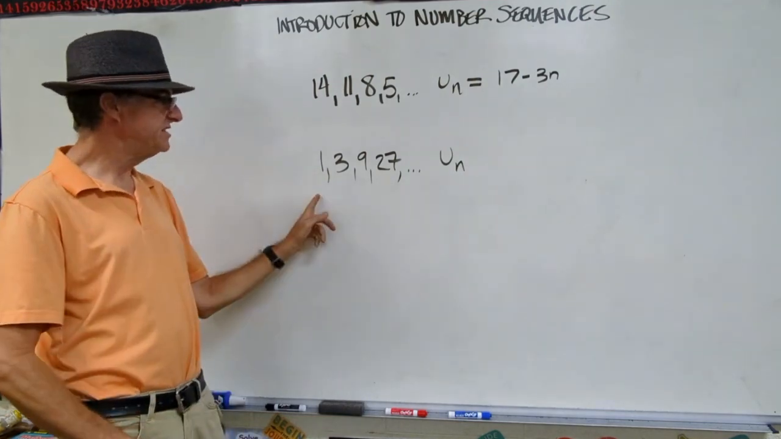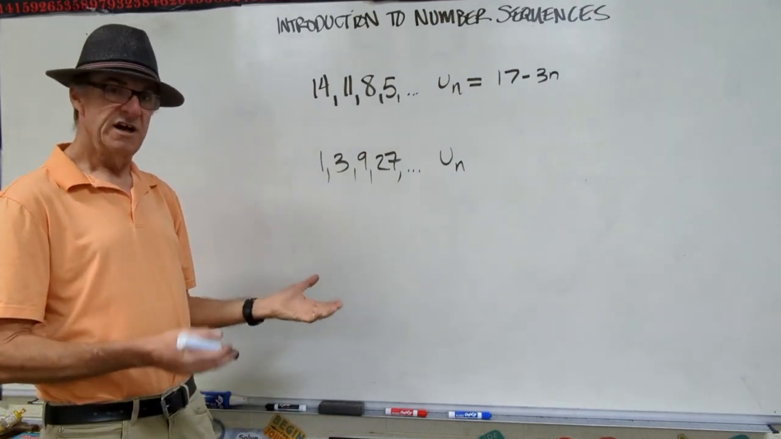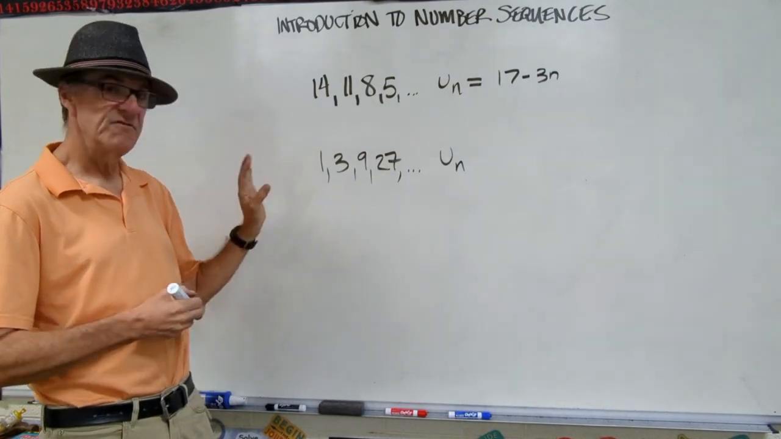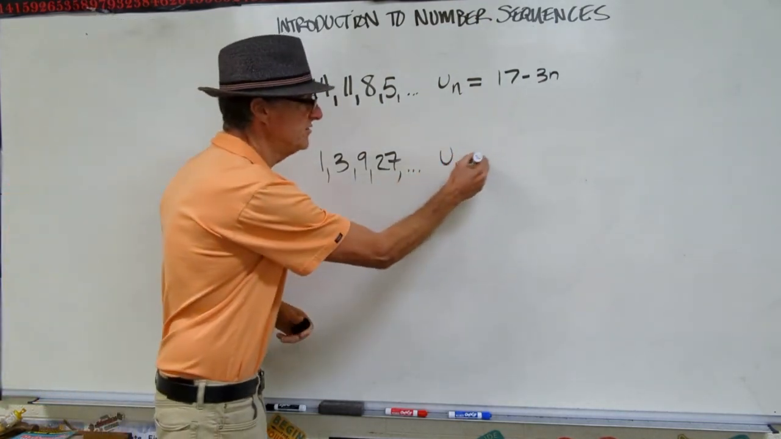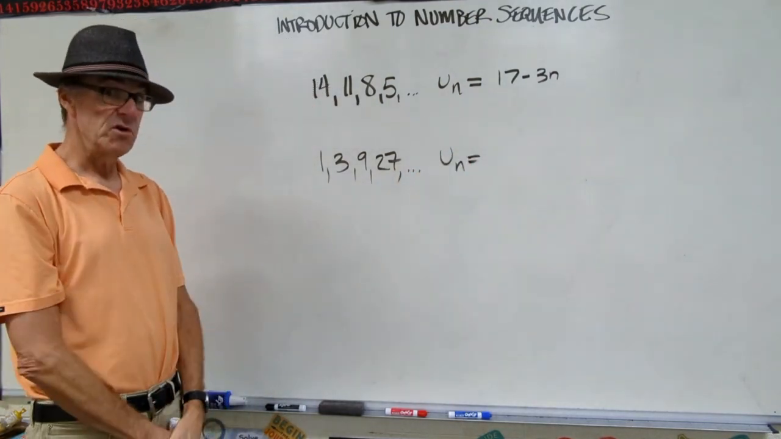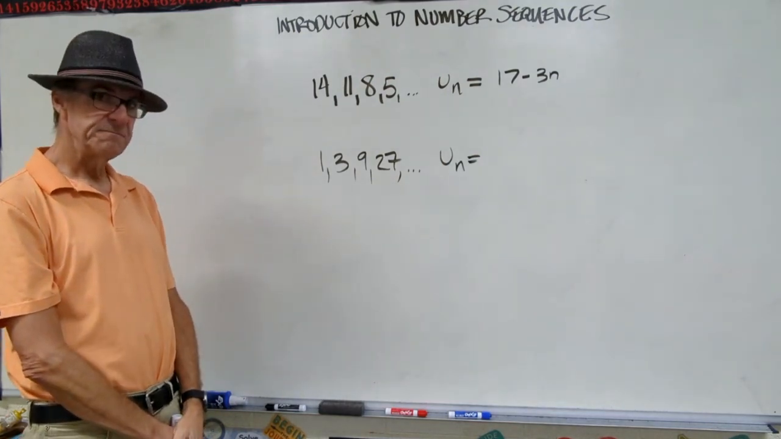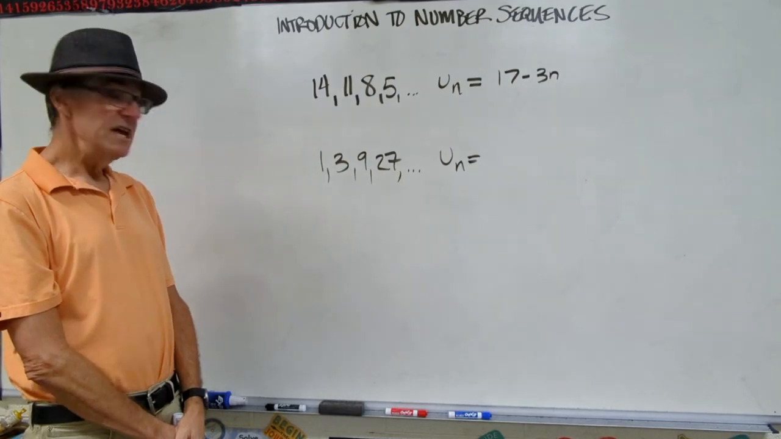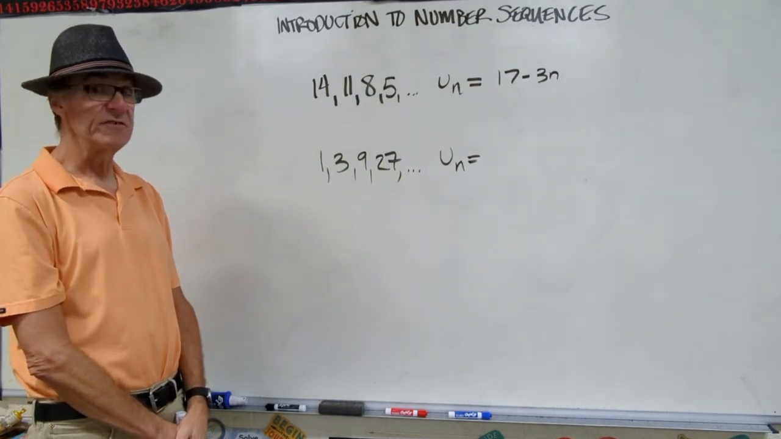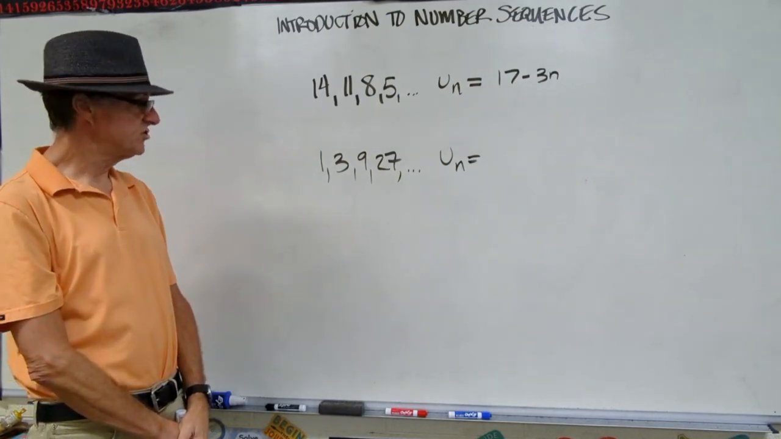Okay, now this one is even a little bit more tricky. I want you to think real hard about it. This involves exponents. Our nth term is going to involve an exponent. So take a look at these numbers and see if you can figure out what the pattern is. Okay, if you notice that they're all powers of 3, you're on the right track.